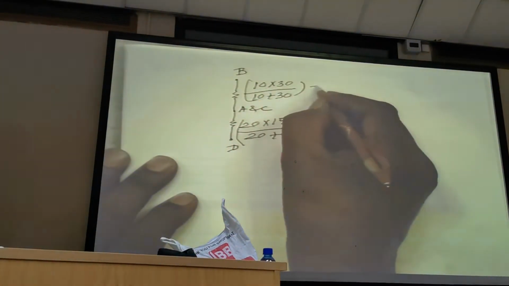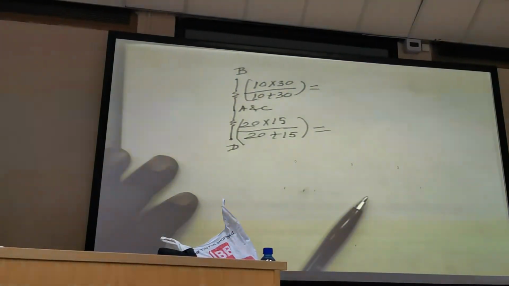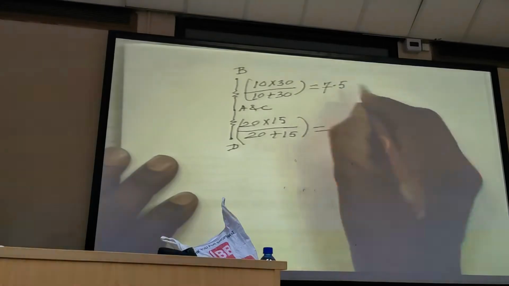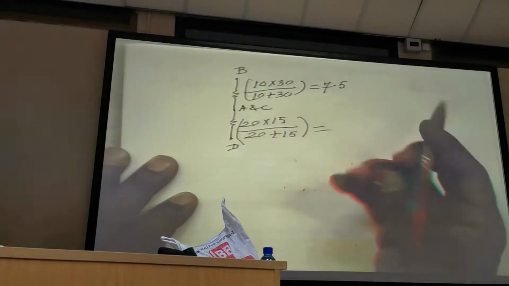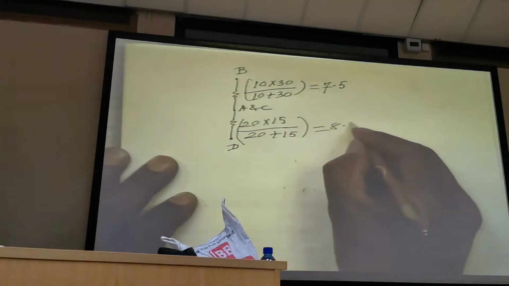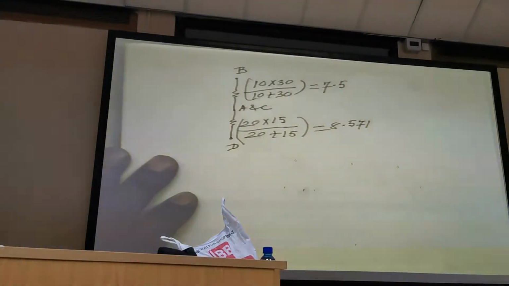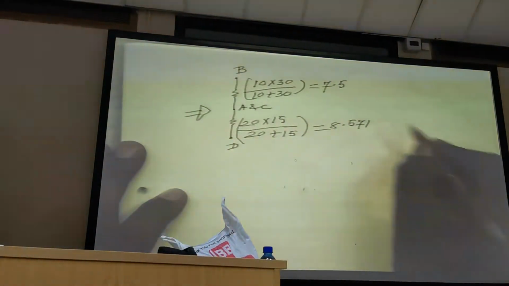Right? So what is this value and what is that value? The top one is 7.5, sir. 300 divided by 40, 7.5. It's a good figure. And 300 divided by 35 is 8.571, sir. Okay? Clear? Yes, sir. So we got it from the previous one, then what would the next one be?